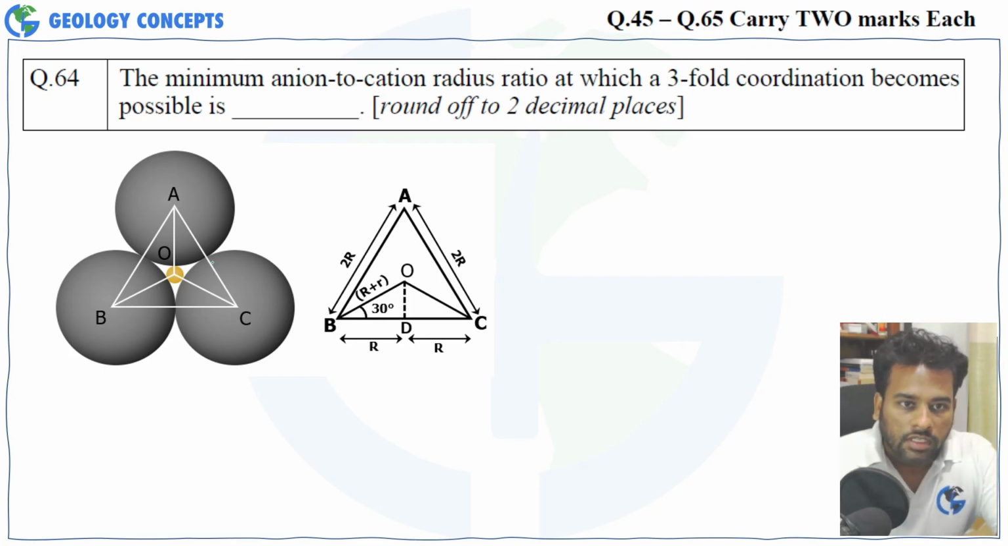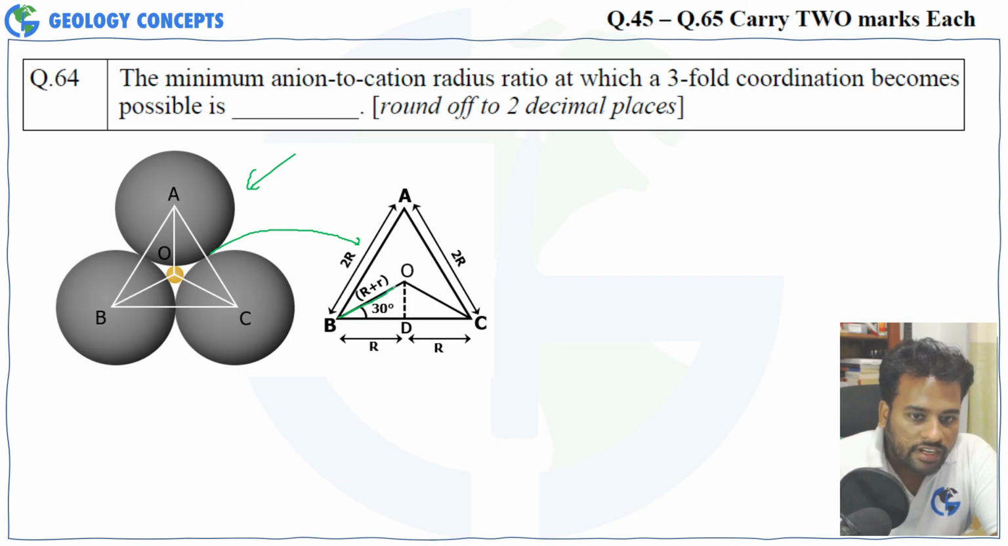Question number 64. The minimum anion to cation radius ratio at which a threefold coordination becomes possible. So this is the figure for the threefold coordination, and there are 3 anions A, B and C, and at the center this is a cation. Now if you approximate to this triangular figure, this length will be radius of anion plus cation, which is R plus r, right? Considering this angle to be 30 degrees, and this will be the radius of anion.